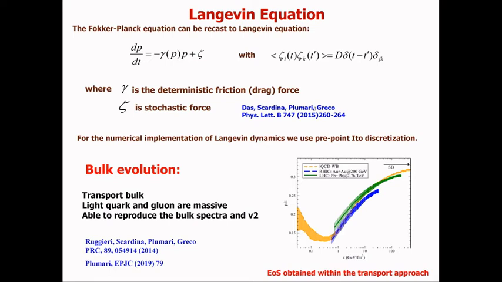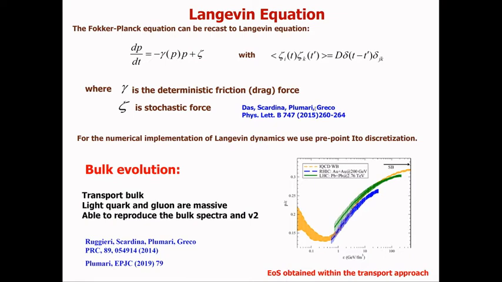So within this transport bulk, our light quarks as well as our gluons are massive. And within this transport bulk, we are able to reproduce the bulk spectra as well as the elliptic flow. And here I have shown, within our transport approach, the equation of state we have obtained for both the RHIC as well as the LHC colliding energy using this massive bulk. As we can see, within our transport approach, we are able to reproduce the lattice QCD equation of state.